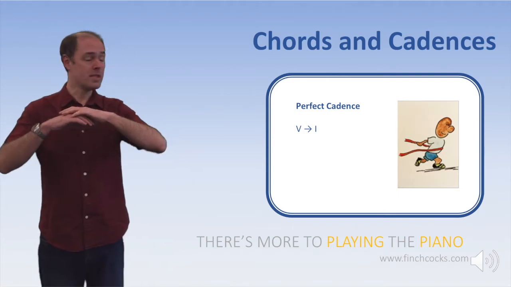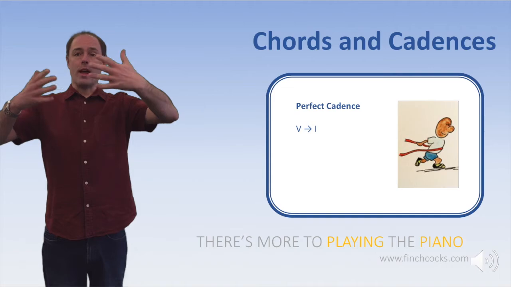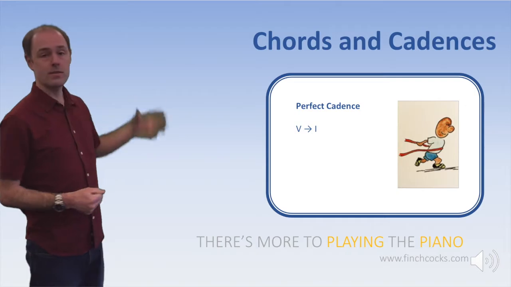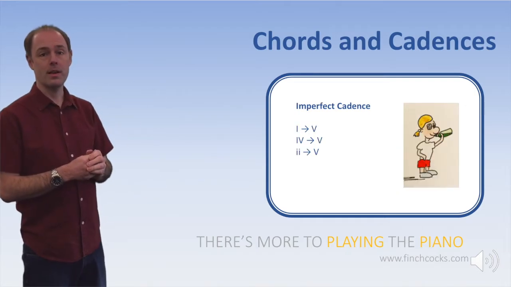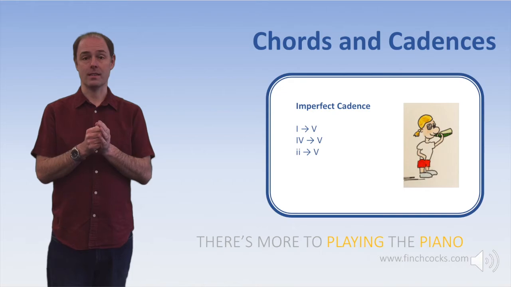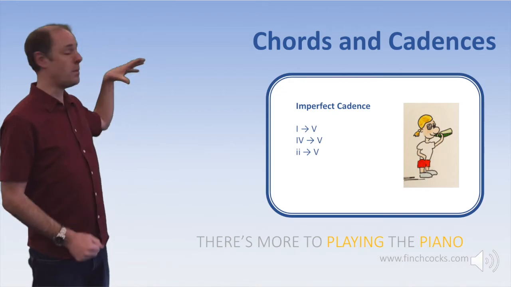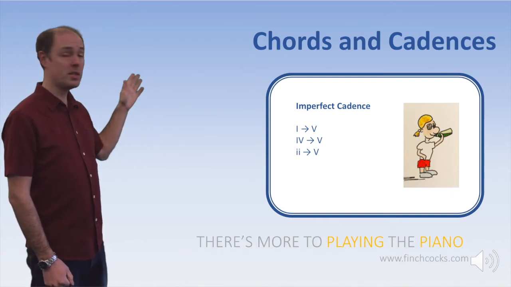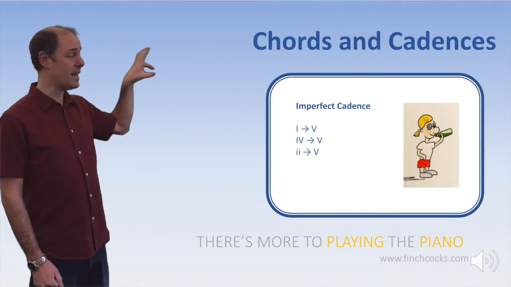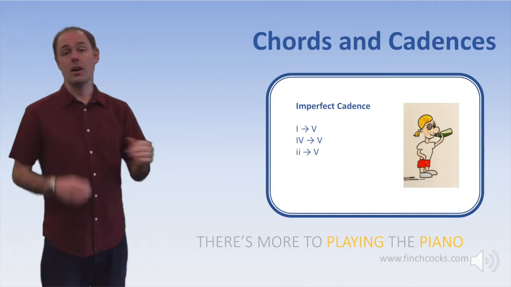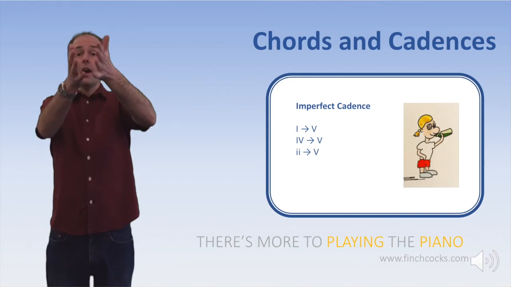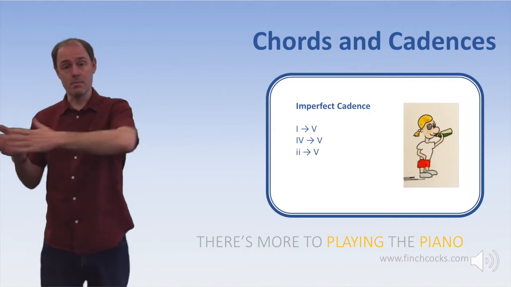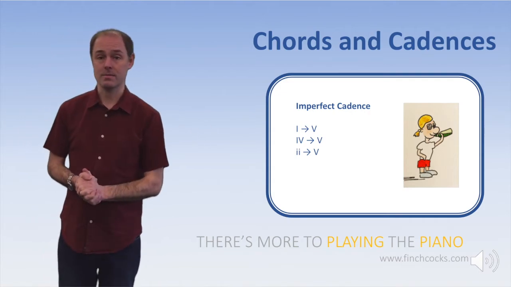Now there might be a moment in the music where there's a brief breath, a kind of half stopping point, but it doesn't sound finished. It sounds like you've stopped for a swig of water. And that's called an imperfect cadence. The chord progression will be 1 to 5, or maybe 4 to 5, or maybe 2 to 5. Either way, it will end on chord 5, the dominant. A lot of music has a string of chords going to chord 5, then a quick breath, then a whole string of chords ending 5, 1. The imperfect cadence, and then the perfect cadence.